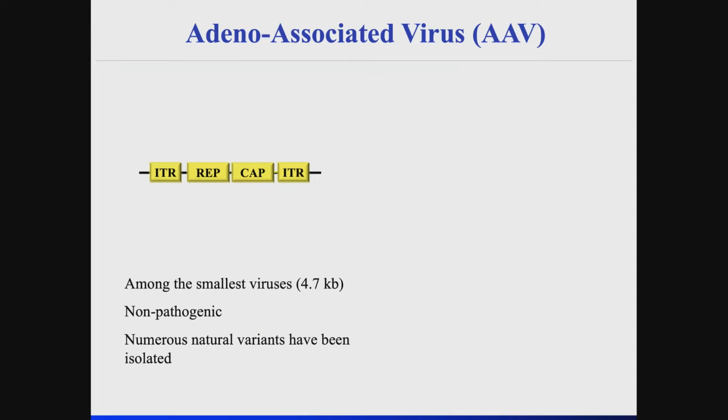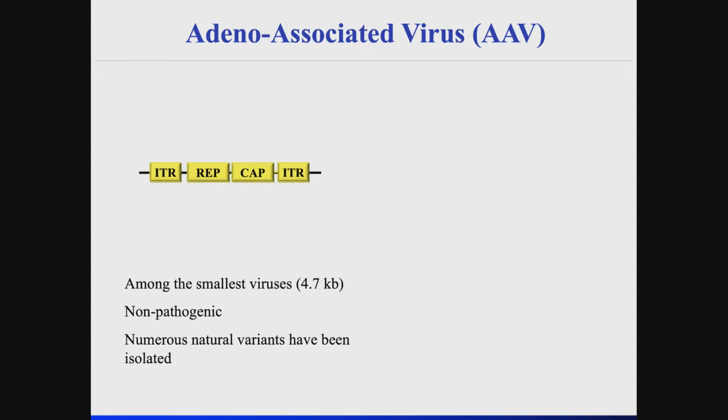So for this, the field has, over the past several decades, relied upon viruses, since viruses deliver nucleic acid as part of the replication cycle, and you can trick a virus into delivering a therapeutic piece of DNA rather than its own genome. And the most successful virus to date for in vivo gene therapy has been adeno-associated virus, or AAV. So AAV's genome is quite simple.